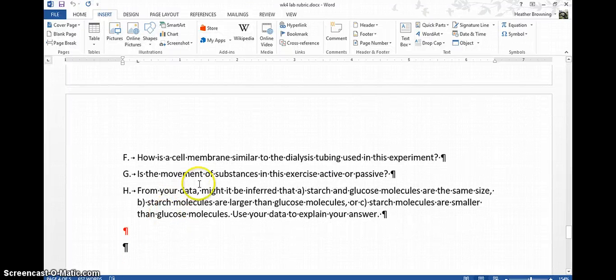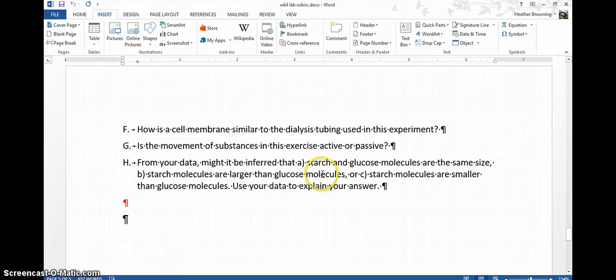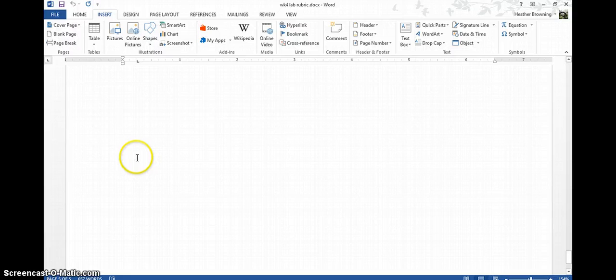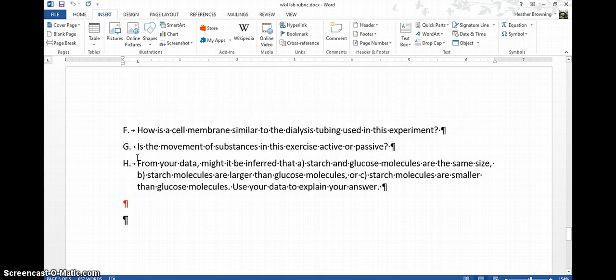Okay, then we went, is the movement of substances in this exercise active or passive? Did you have to put energy into them to get them to move? From your data, basically what was bigger, starch or glucose? If you're not sure, you can use an outside source to verify this, but this should be by what moved, right? And then that is the end.